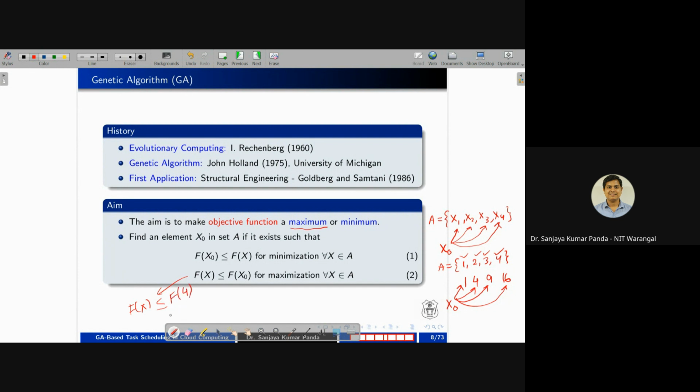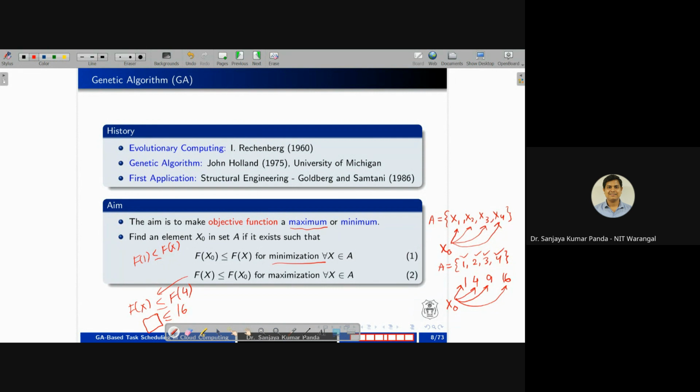So f of 4, we know, is 16, right? If I consider it a squared function. So any value you want to take, the value should be less than or equal to 16. But when you go for a minimization problem, you know the minimum value is 1. So I can write f of 1 is less than or equal to f of x. You take any value, you will find that value is greater than or equal to the f of 1 value.